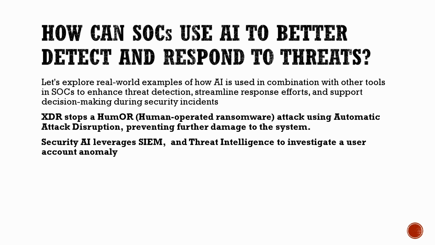Now an XDR, or extended detection and response. The XDR stops a human-operated ransomware attack using automatic attack disruption, preventing further damage to the system. And then we have the SIEM, where it is used to leverage security and threat intelligence to investigate a user account anomaly.